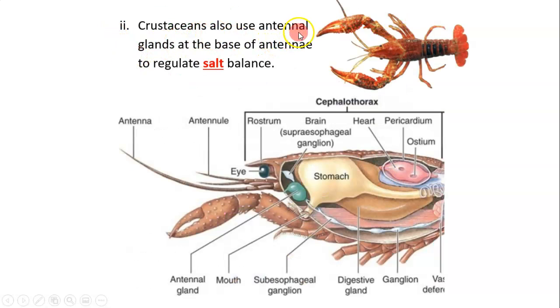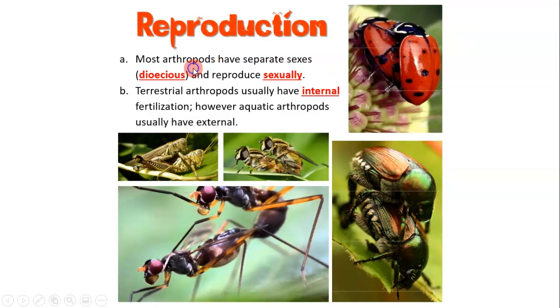Crustaceans also use antennal glands at the base of their antenna to regulate salt balance. So that's another way that they regulate water content as well. Okay, and so you see those, they're right here towards the anterior end of the animal, towards the ventral surface, antennal glands. And so regulating salt balance is important for any animal that lives in the water.